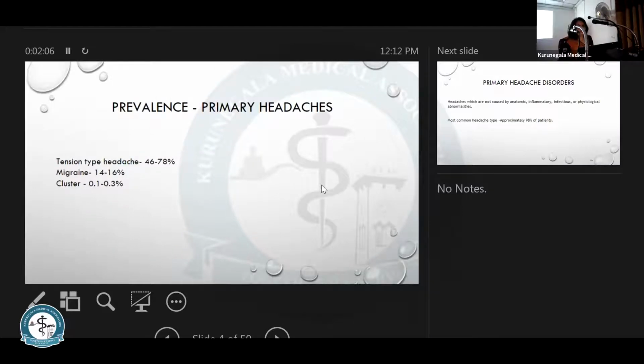So when we consider primary headaches, there are 3 types that we are considering today. The tension type headache has a lifetime prevalence per person of 46 to 78%, so it's the commonest form of primary headache disorder. Migraine accounts for 14 to 16% lifetime prevalence. Cluster is around 0.1 to 0.3%.